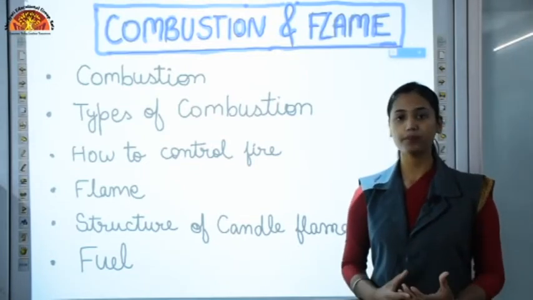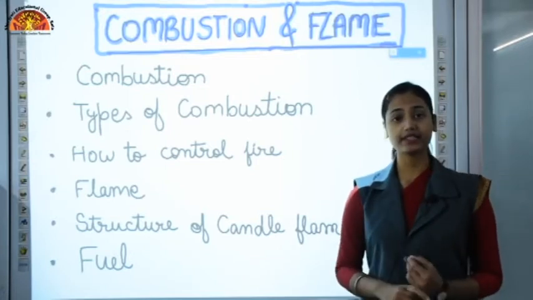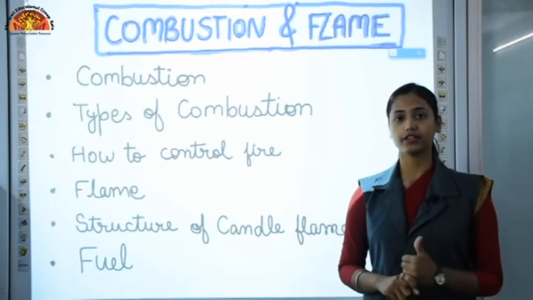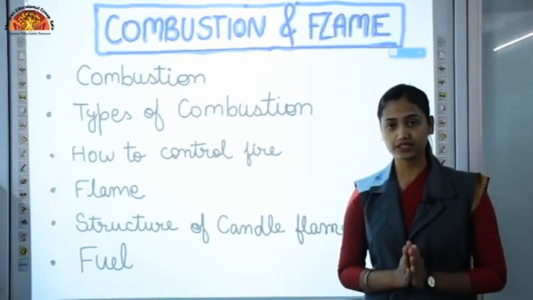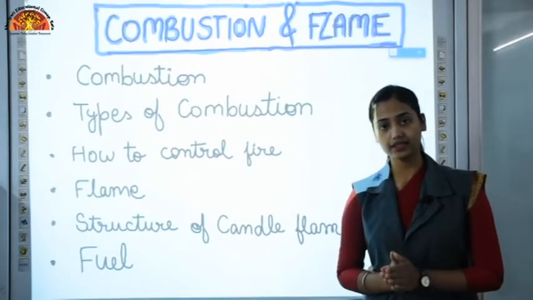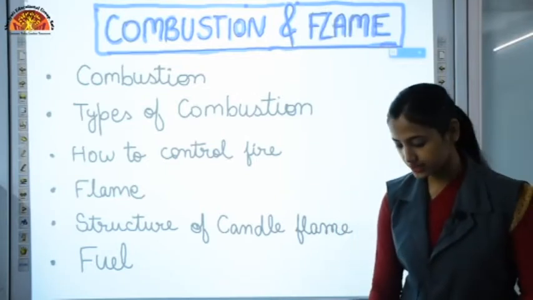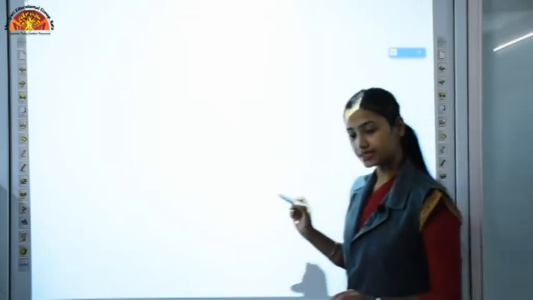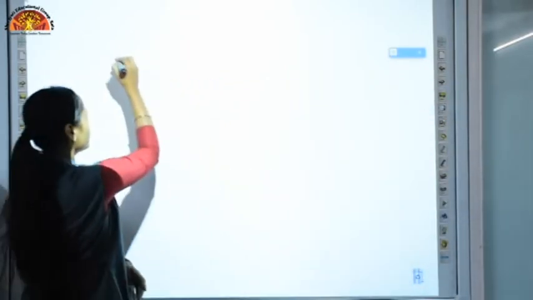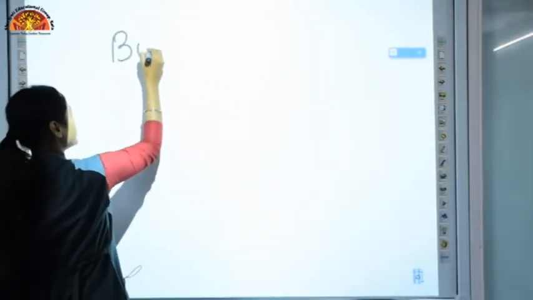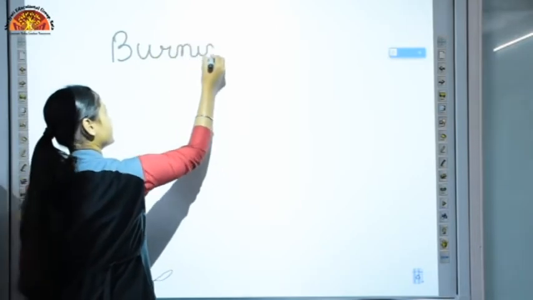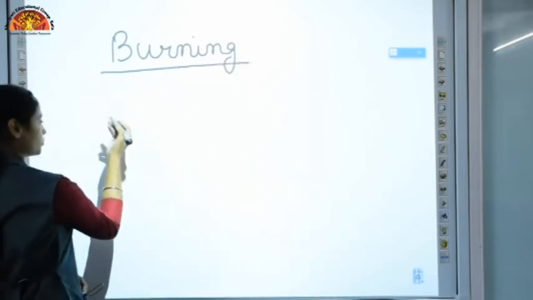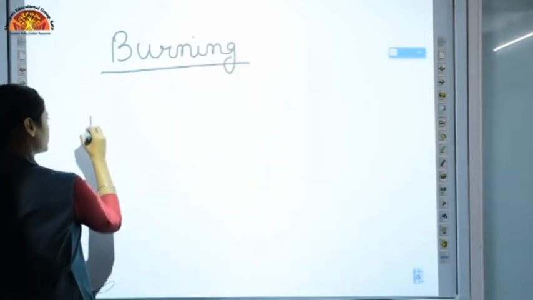What is combustion? So combustion, it is a chemical change. It is a chemical reaction in which substance reacts with oxygen and they give us heat and light. What is combustion? Or in simple language we say it burning. Everybody knows what is burning? What happens? Suppose this is paper.